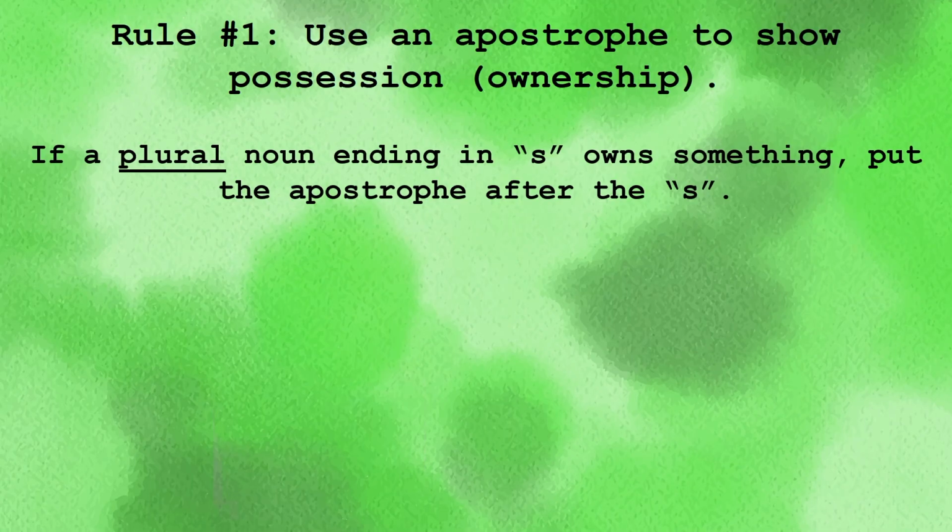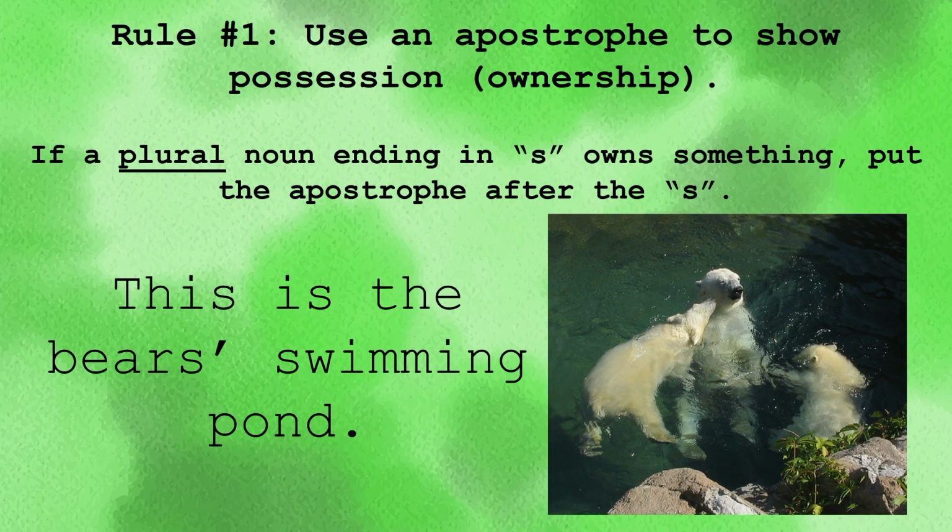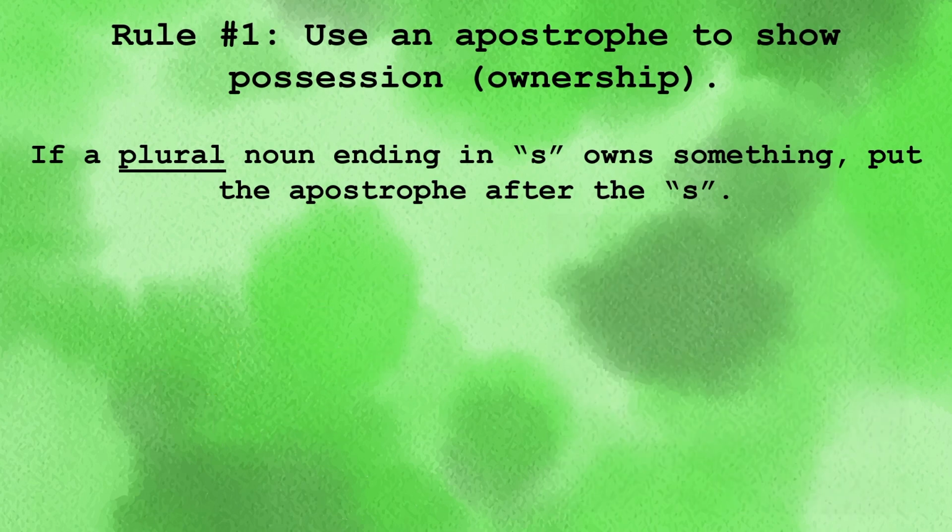Children's tears. Now, what if a noun that ends in S owns something? Here is where you're just going to put an apostrophe after that final S. So let's look at the sentence. This is the bears' swimming pond. The pond belongs to the bears. So we write B-E-A-R-S apostrophe. It's the bears' pond. Let me show you one more example of this plural noun that ends in S.